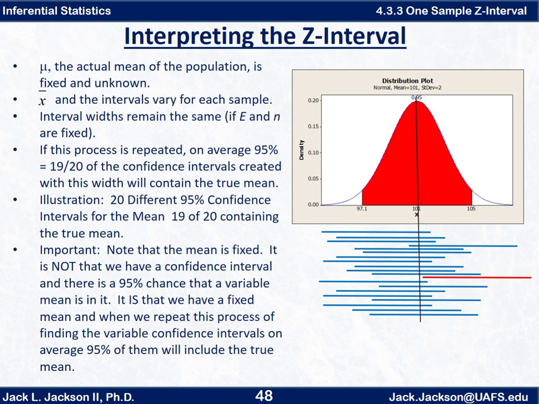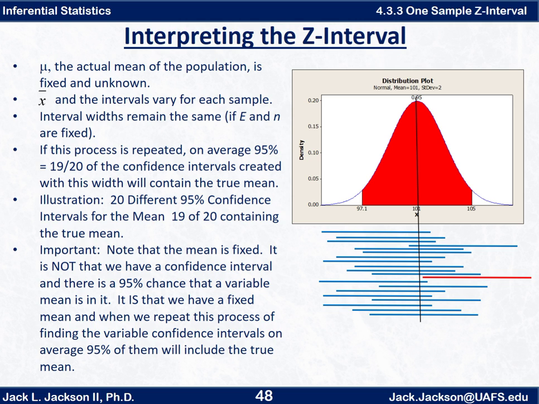Now, if this process is repeated over and over again, we're going to get a whole bunch of these different confidence intervals. And when we say that it's a 95% confidence, what we're saying is that on average, about 95% of those confidence intervals should actually contain the true mean, unknown to us what it is, but it's going to contain it.